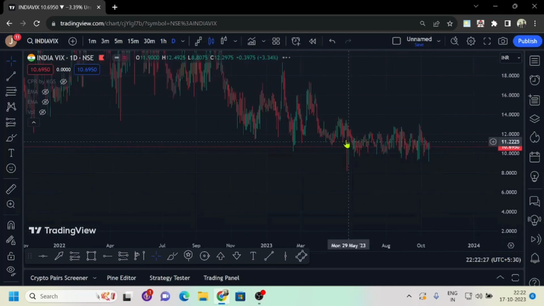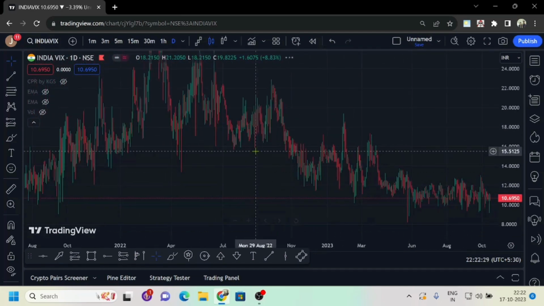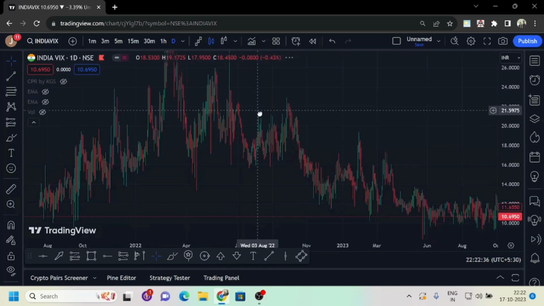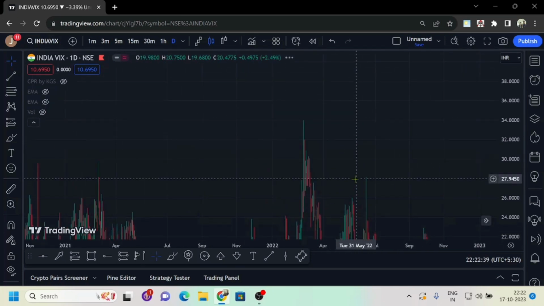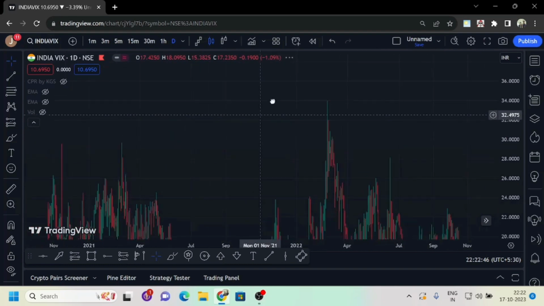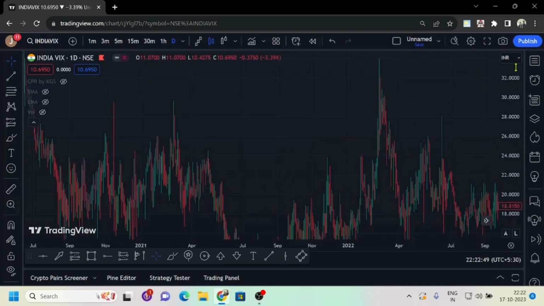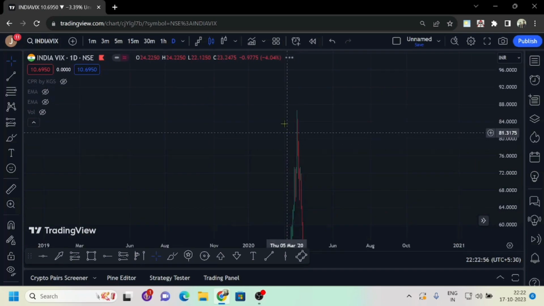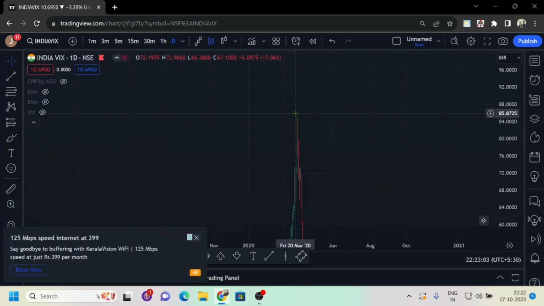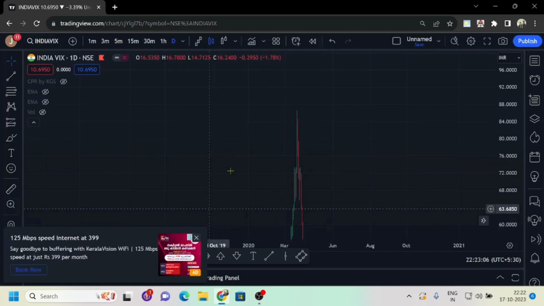Now see here, around September 22, VIX was around 22. Look here, VIX was around 33 during the Russia-Ukraine war. Once again, let's go. This is the corona period where the VIX went up to 86. That means the premium is 8 times more than the present situation.